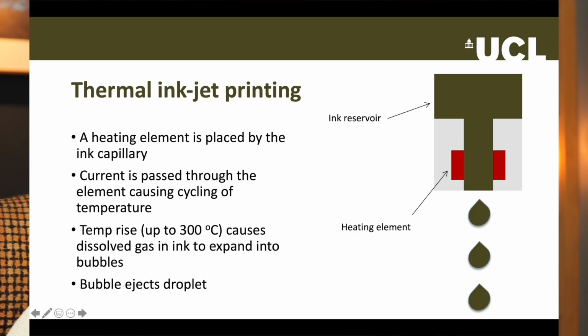Let's look at how these printheads actually produce droplets. On the screen in front of you is a schematic representation of a thermal inkjet printer cartridge. At the top is a reservoir of ink, which is in reality surprisingly small, around 1 to 2 mils for the printers that we use, which sits above a capillary. The capillary leads directly to the nozzle from which the droplets are ejected.